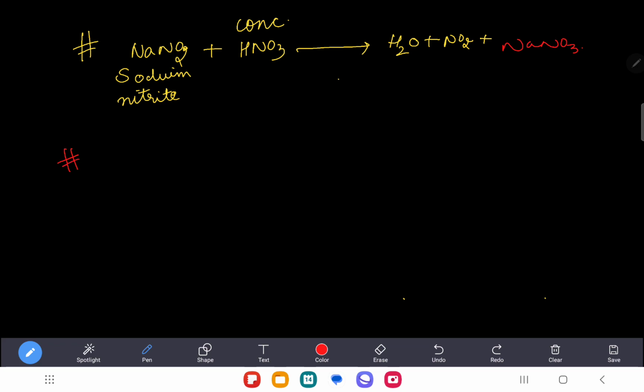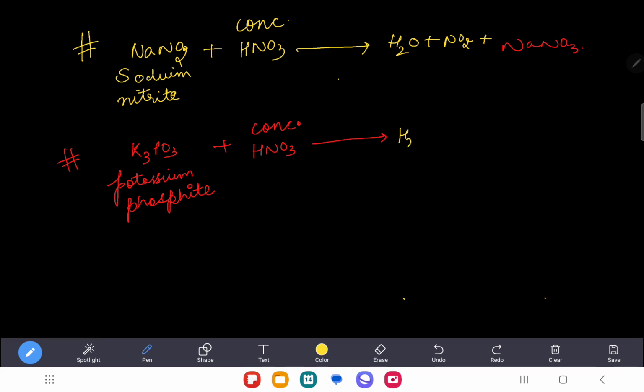Similarly, if I give you K3PO3, potassium phosphite, along with concentrated HNO3, you know the concentrated HNO3 shall give me H2O plus NO2. And that nascent oxygen shall go here with PO3. So it is going to be K3PO4. So basically the side products are just changing. Rest everything is remaining the same. You understand? So these equations are very, very easy.